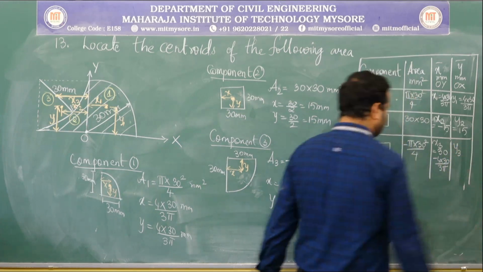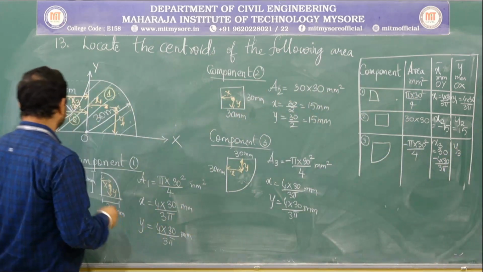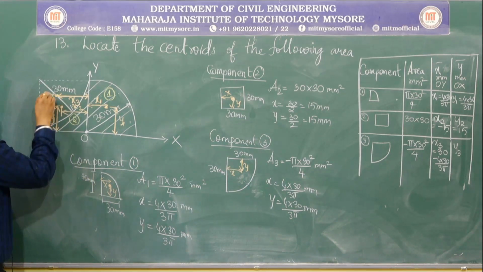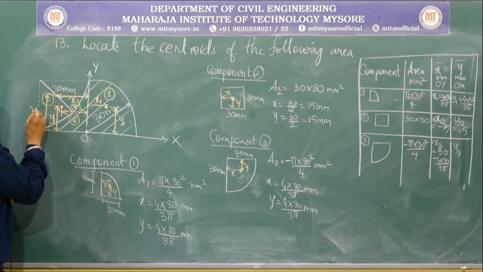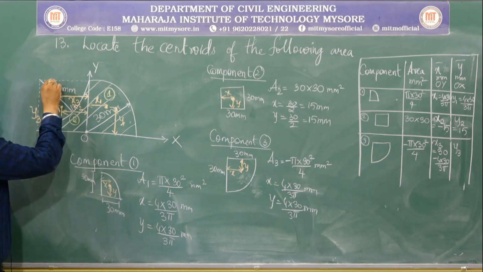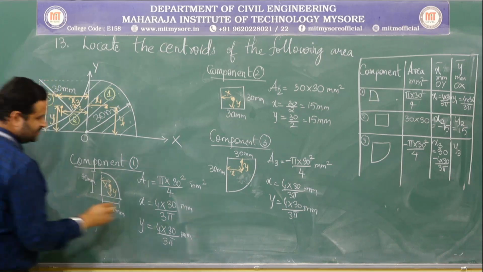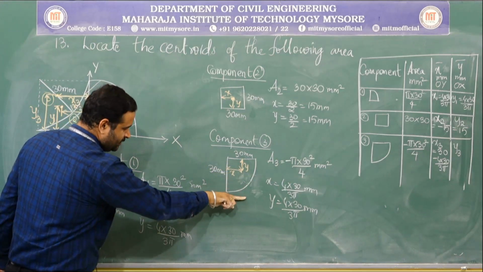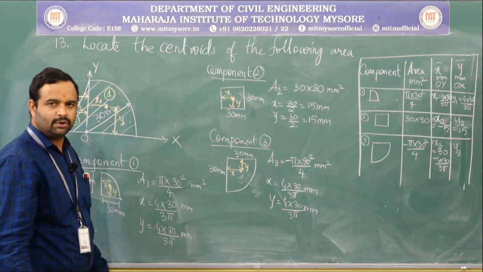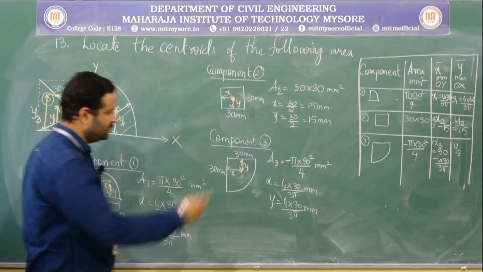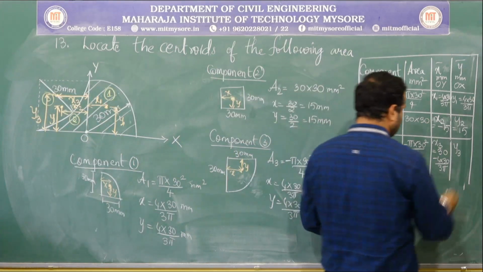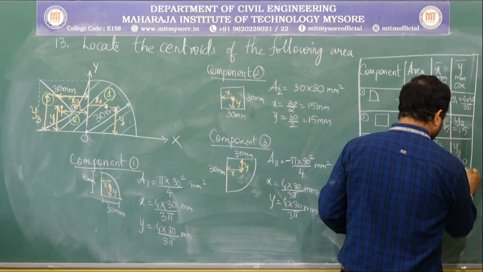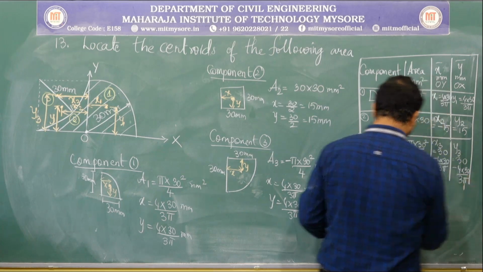Coming to its y3 component. The same point should be measured with respect to OX axis, which is y3. We had tried to locate it with respect to this end. See, here it is y. So if this is y, I need to measure it from this end, it would be equal to 30 minus y, the same thing, that is equal to 30 minus 4 into 30 by 3 pi.